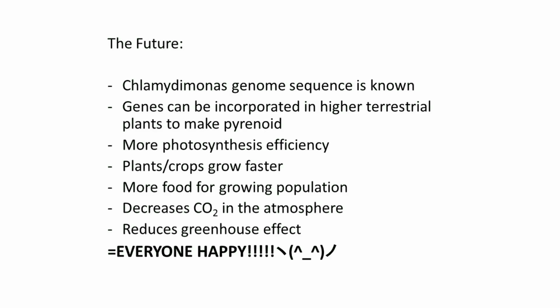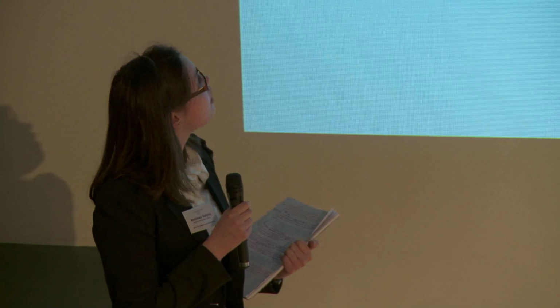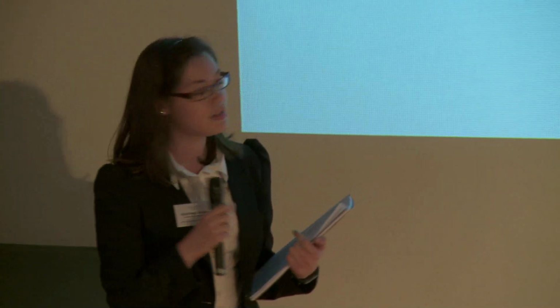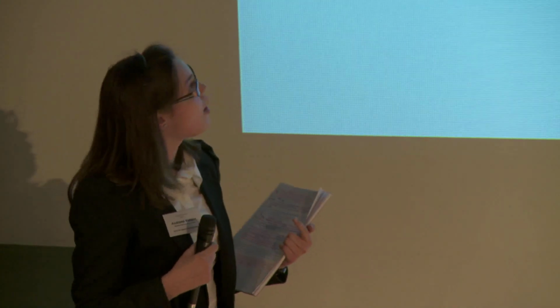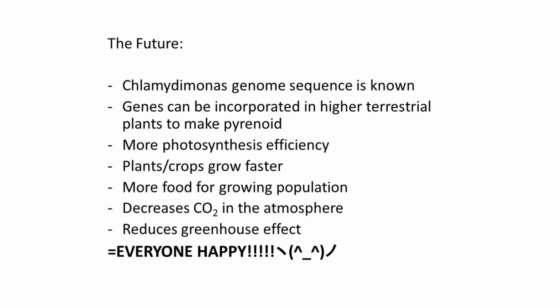Chlamydomonas, that's the green algae that we used. We used that particular type because its whole genome sequence is known, so we can easily incorporate genes into higher terrestrial plants. The alpha helices in algae, we can take those and put them in higher plants to make something like the pyrenoid. That would mean that plants that would have this structure in their Rubisco are more photosynthetically efficient.